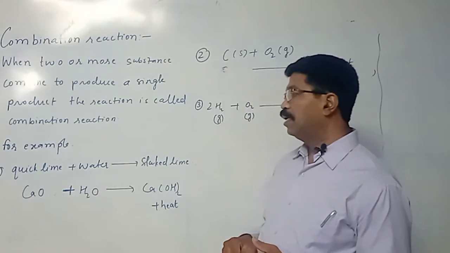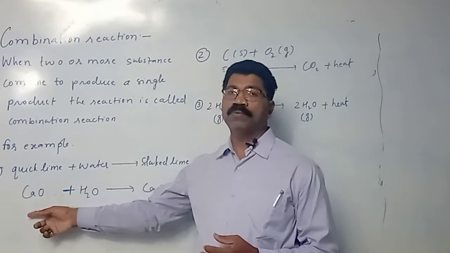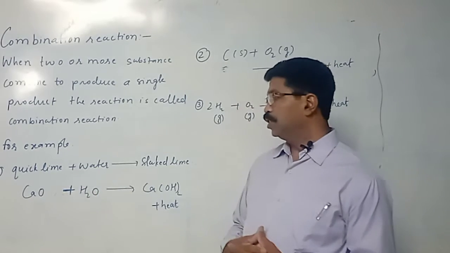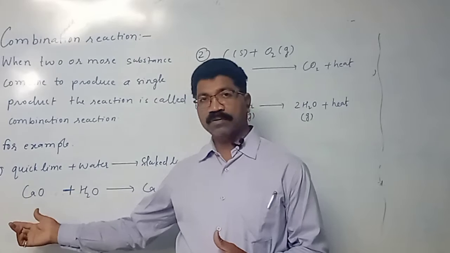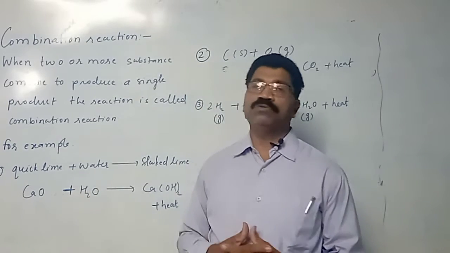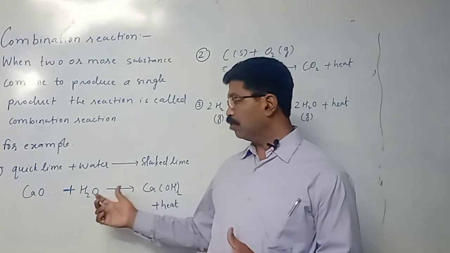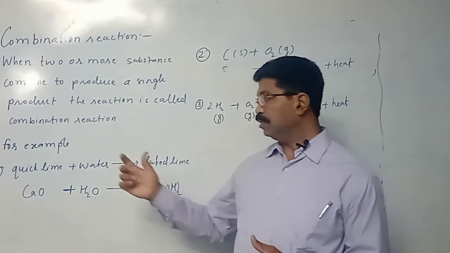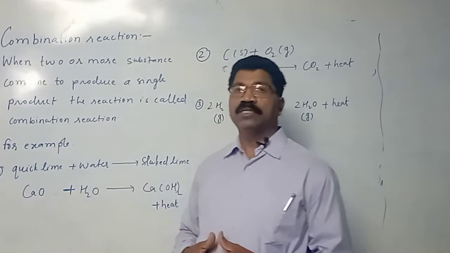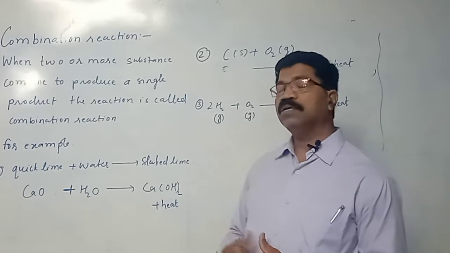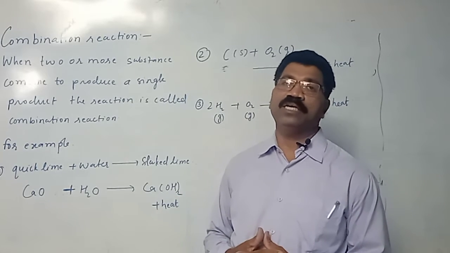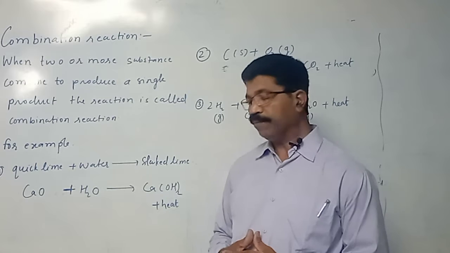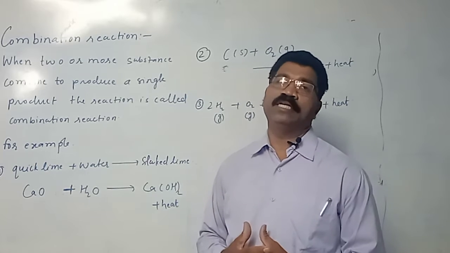For example, let us take the example of quicklime. When quicklime is added to water, quicklime and water combine. These are two different reactants, quicklime and water. They combine to produce slaked lime, that is Ca(OH)2, and a lot of heat will be liberated.